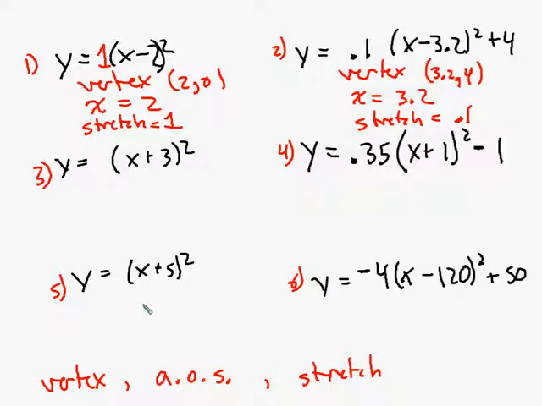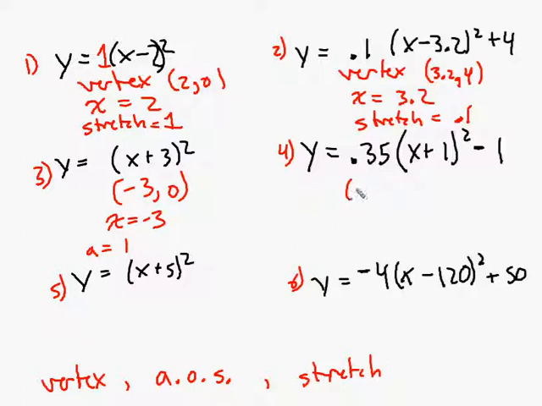All right, wasn't that fun? All right, so what's our vertex for number 3? I'll just put it up here, -3, 0. Our axis of symmetry then is x equals -3, and our stretch, 1. Instead of writing stretch, you could say a equals 1, because that's just the universal stretch factor.